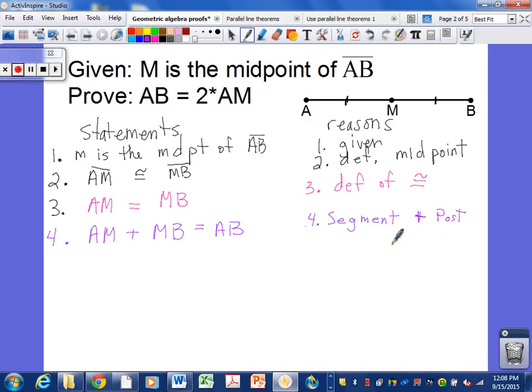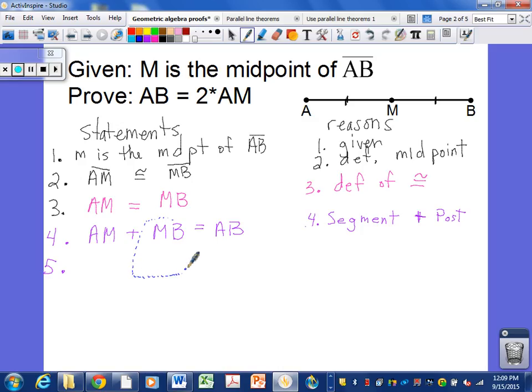Okay, so it's looking like something that we want now, right? We wanted to have AB as part of your proof. We've got the AB part. We wanted some AMs. We've got one AM, but it would be nice to have how many? 2 AMs. So how can I change this statement number 4 so that I have 2 AMs? By replacing this MB with AM.